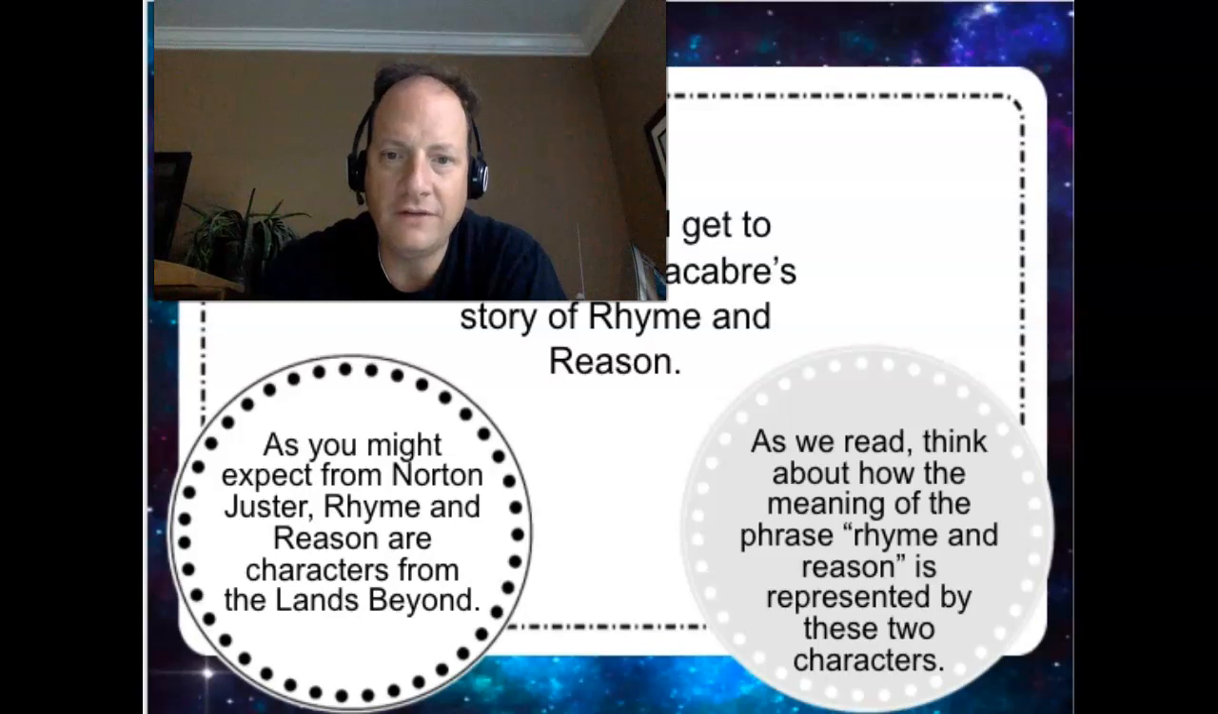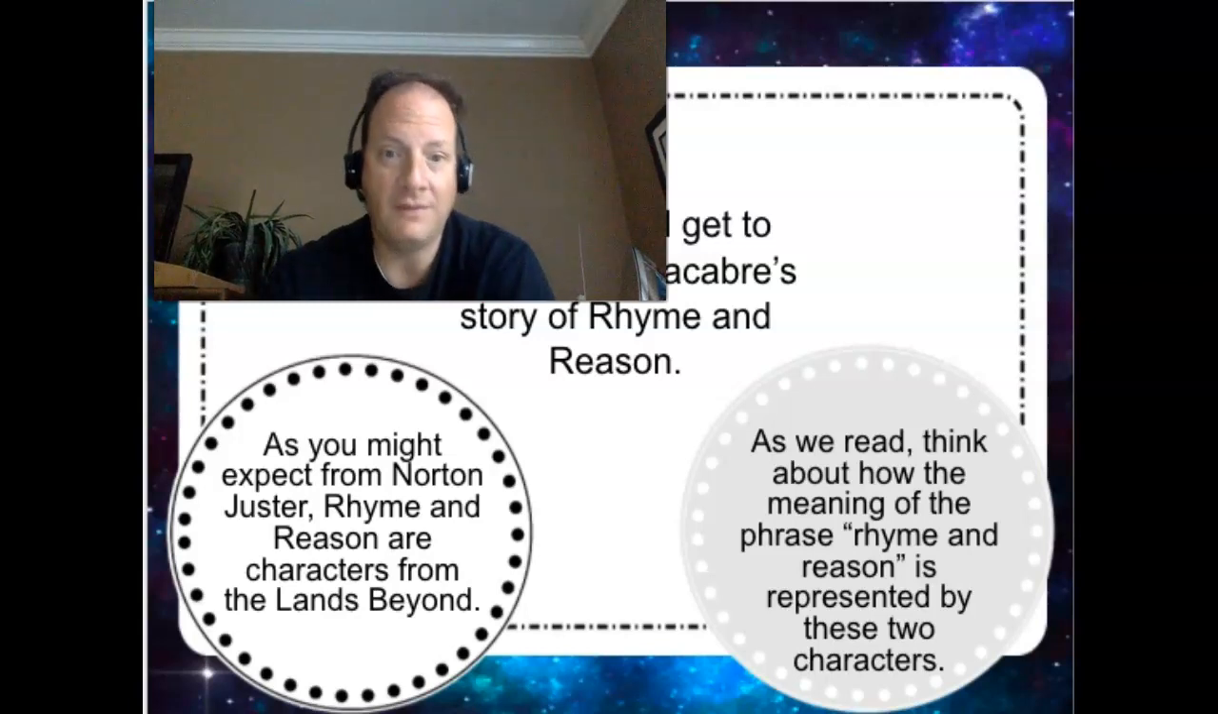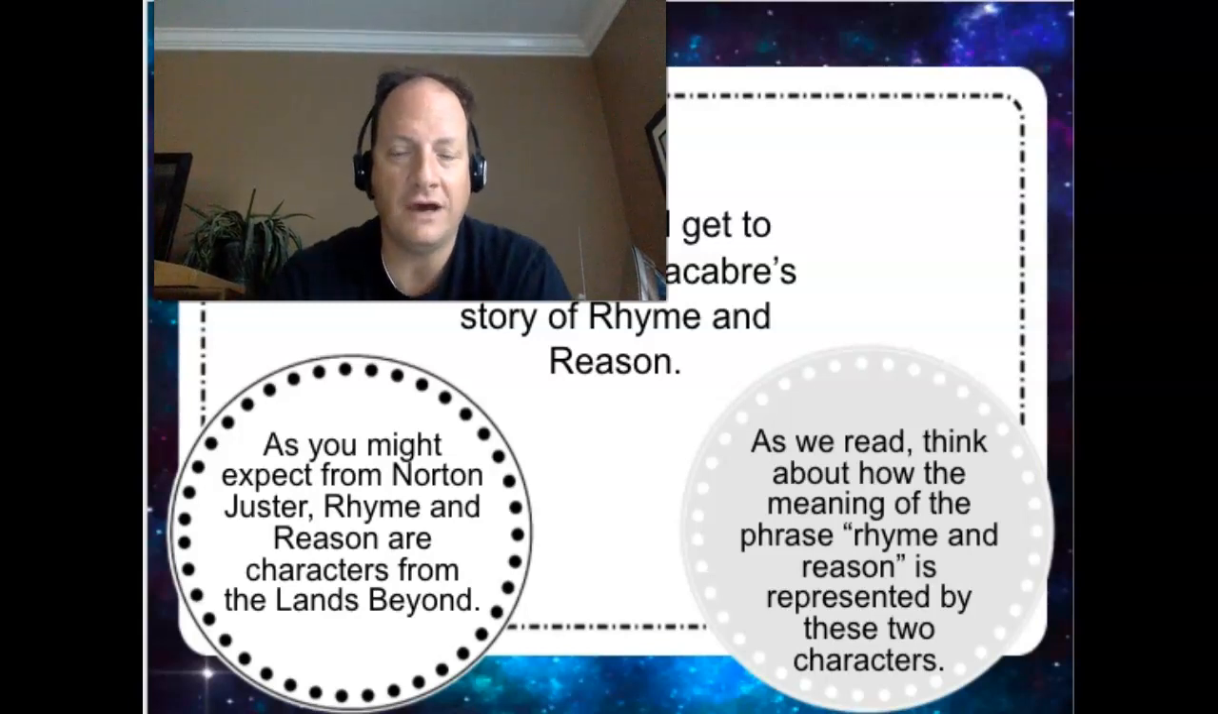So today we get to hear Faintly Macabre's story of rhyme and reason. Now, as you might expect from Norton Juster, the author of The Phantom Tollbooth, rhyme and reason are characters from the lands beyond. Now, as we read, think about how the meaning of the phrase rhyme and reason is represented by those characters.